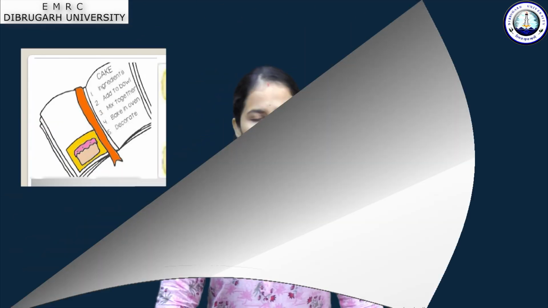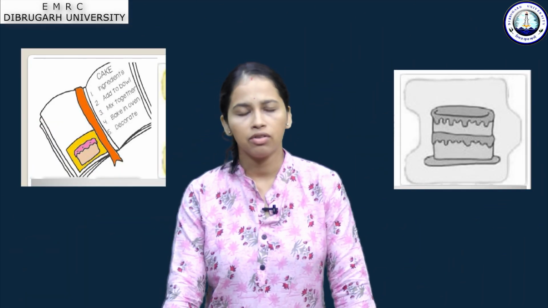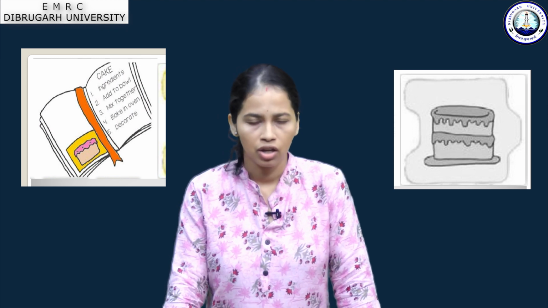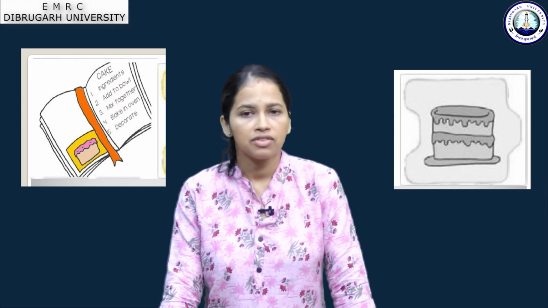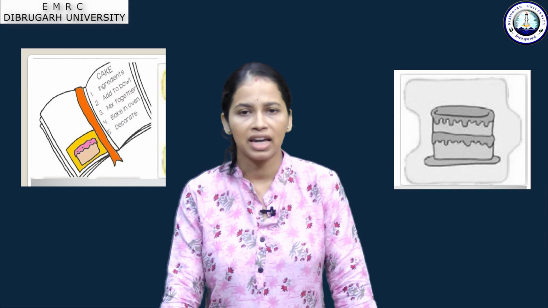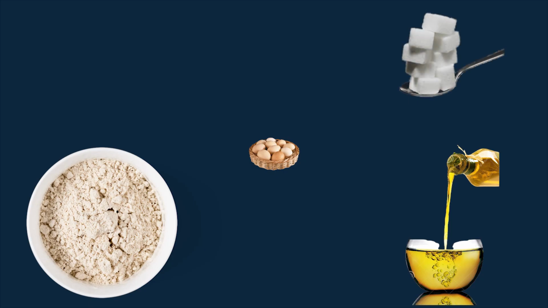So let's take an example which is very common. How to bake a cake? Whenever we are going to bake a cake, we will follow certain steps, okay? In step number 1, we will gather some ingredients. The ingredients may be, suppose, flour, then eggs, then oil, then sugar, etc., okay?